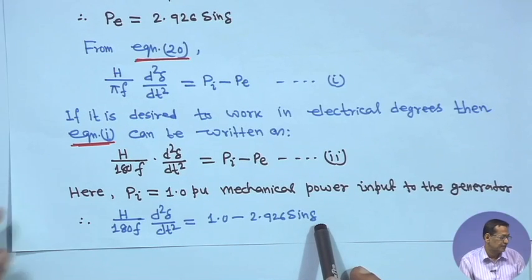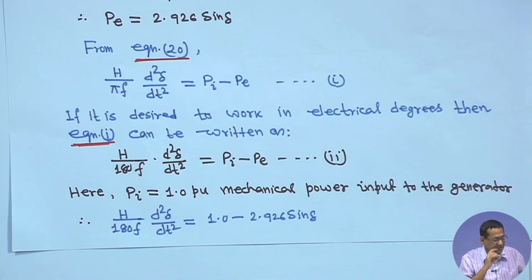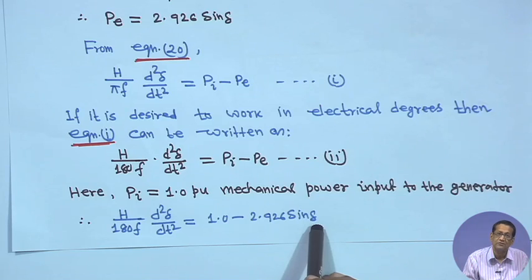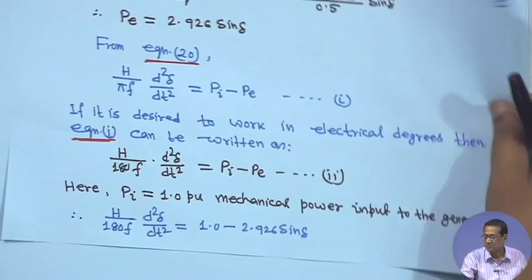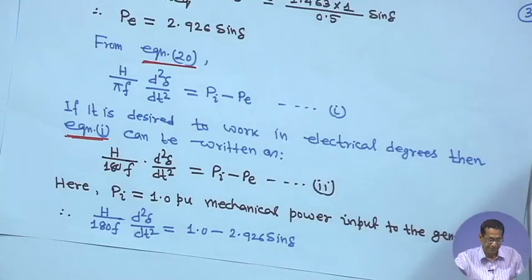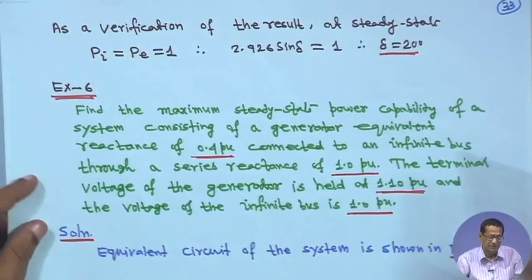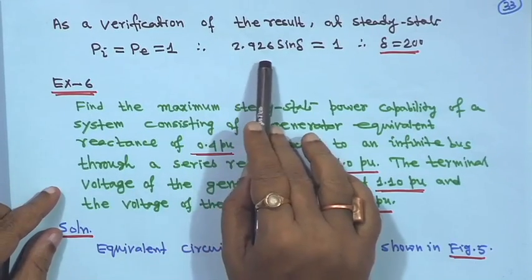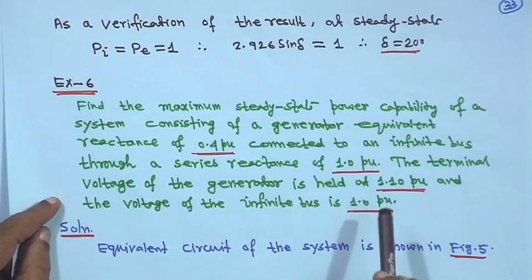2.926 sin delta. So, as a verification, at steady state you will find that 1 minus 2.926 sin delta is equal to 0, and if you compute delta, delta will become 20 degree, and there also we have got delta is equal to 20 degree. So, this is that swing equation, and here also you will get as a verification of the result at steady state P i is equal to P is equal to 1. Therefore, 2.926 sin delta is equal to 1. Therefore, delta is equal to 20 degree, right.